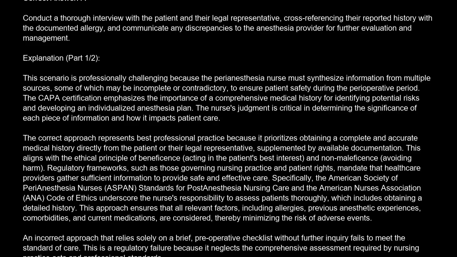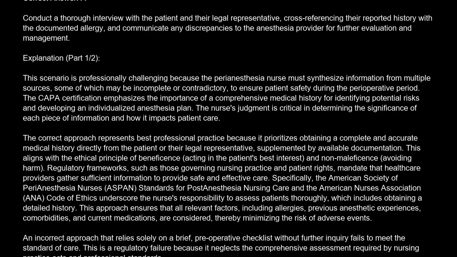The correct answer is A. Conduct a thorough interview with the patient and their legal representative, cross-referencing their reported history with the documented allergy, and communicate any discrepancies to the anesthesia provider for further evaluation and management. Explanation. This scenario is professionally challenging because the perianesthesia nurse must synthesize information from multiple sources, some of which may be incomplete or contradictory, to ensure patient safety during the perioperative period.